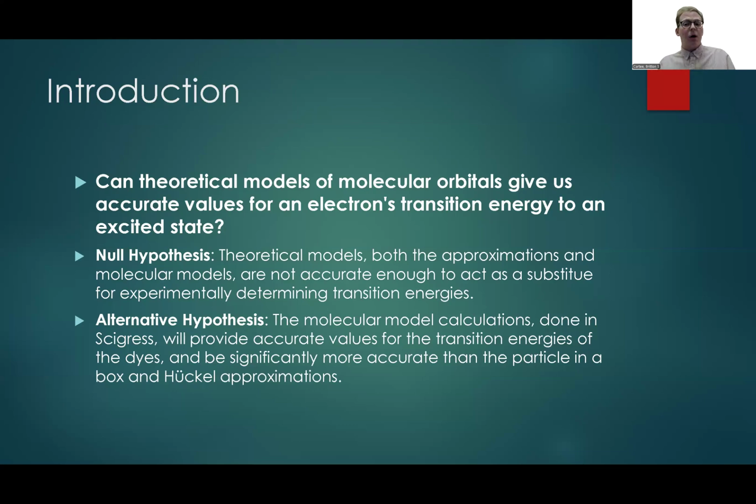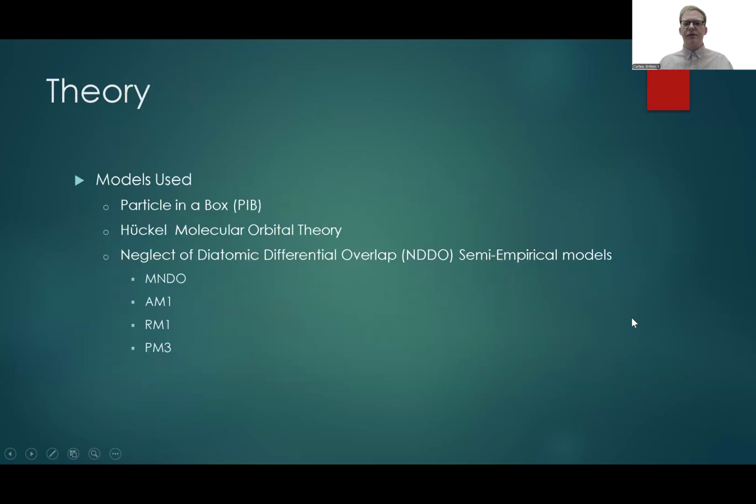Alternatively, what maybe we were hoping to see is that perhaps the SciGRESS molecular model calculations will provide accurate values for the transition energies of these dyes, and we might also expect them to be more accurate than the particle in a box and the Huckel approximations that we're about to talk about, just due to the fact that the particle in a box and the Huckel approximations make many assumptions, they ignore certain aspects for the sake of simplicity, right?